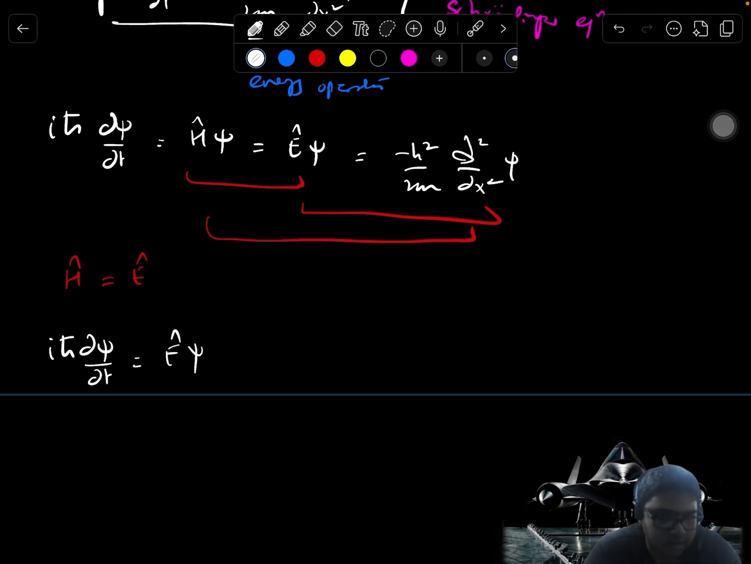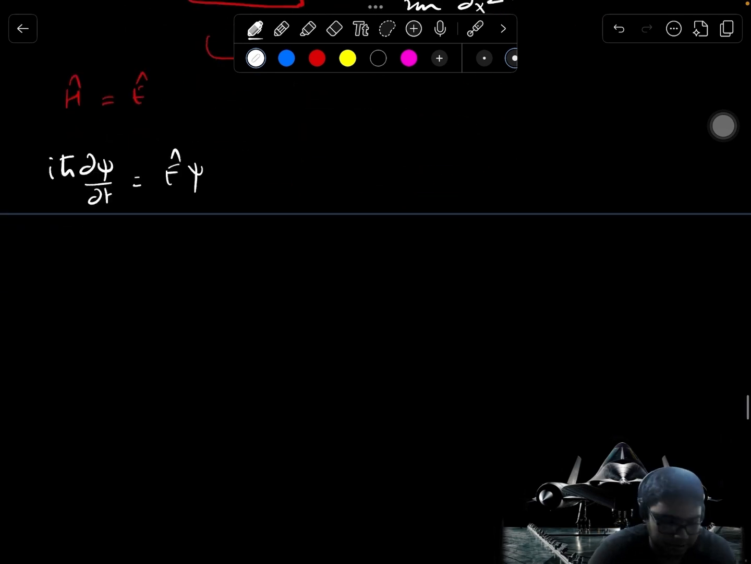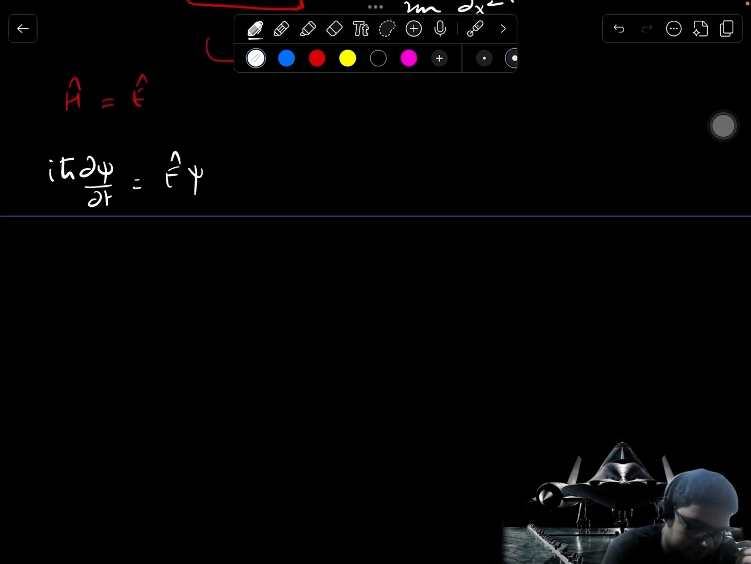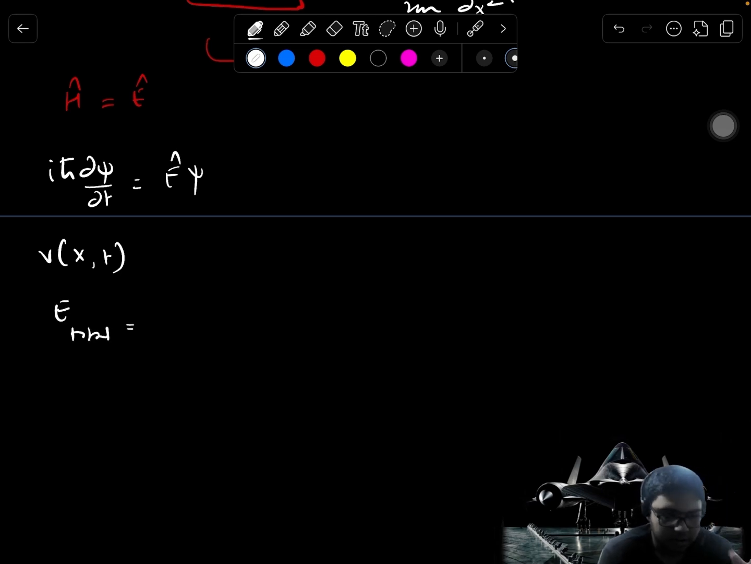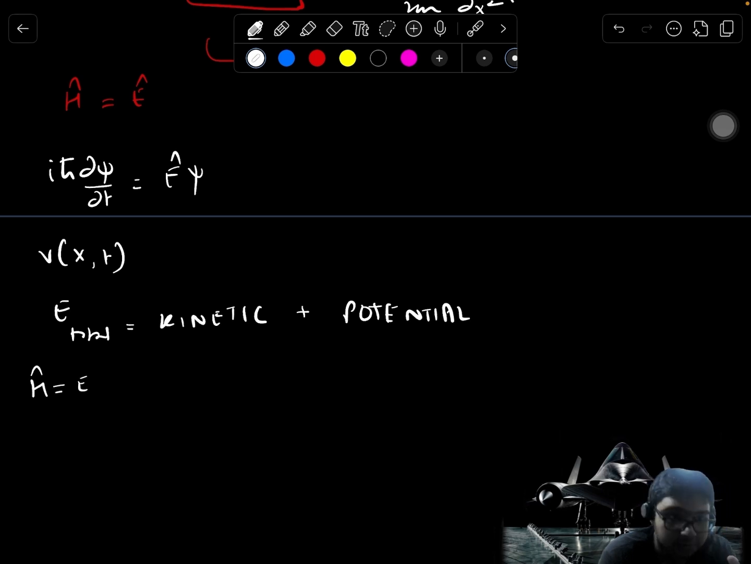Now, the next type of Schrodinger wave equation is that we assume that the particle is placed in a potential. So how do we write this potential? We write it as V of x comma t. Now we know that total energy equals the kinetic plus the potential energy. Now the total energy E is denoted by the energy operator, which is also the same as the Hamiltonian. So p squared over 2m corresponds to the kinetic energy here, and the potential is written as this V of x comma t.